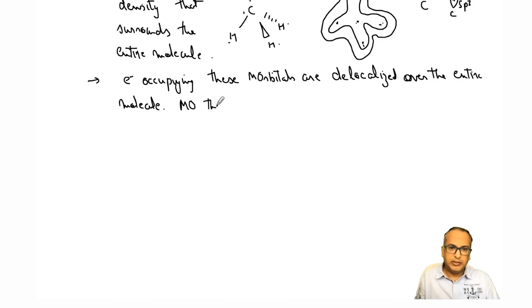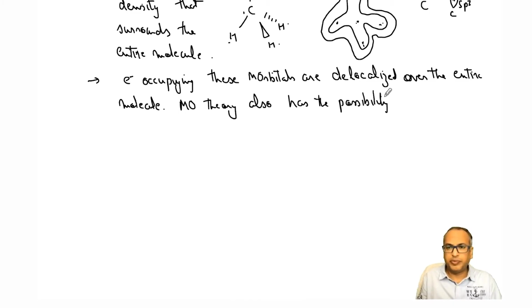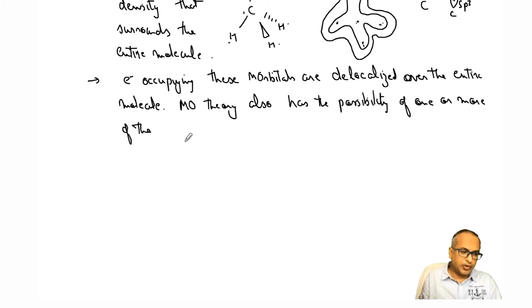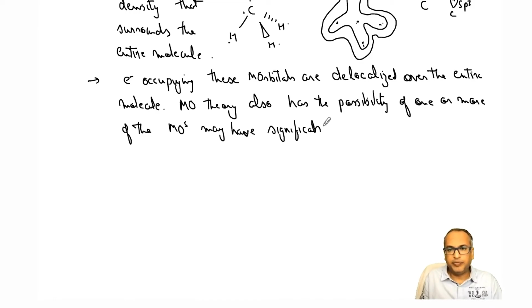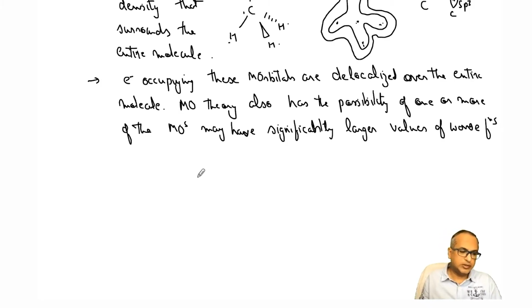MO theory also has the possibility that one or more of the molecular orbitals may have significantly larger values of wave functions only in a certain part of the molecule.